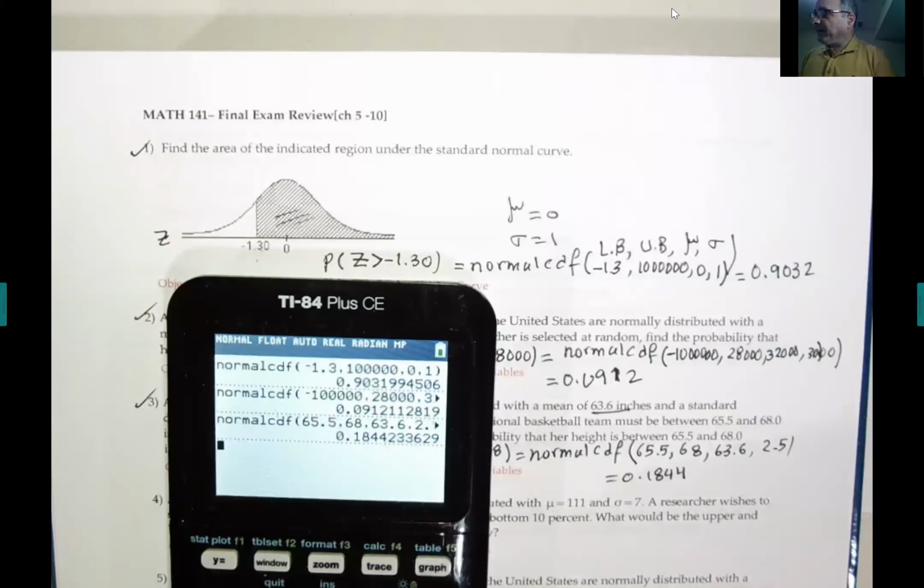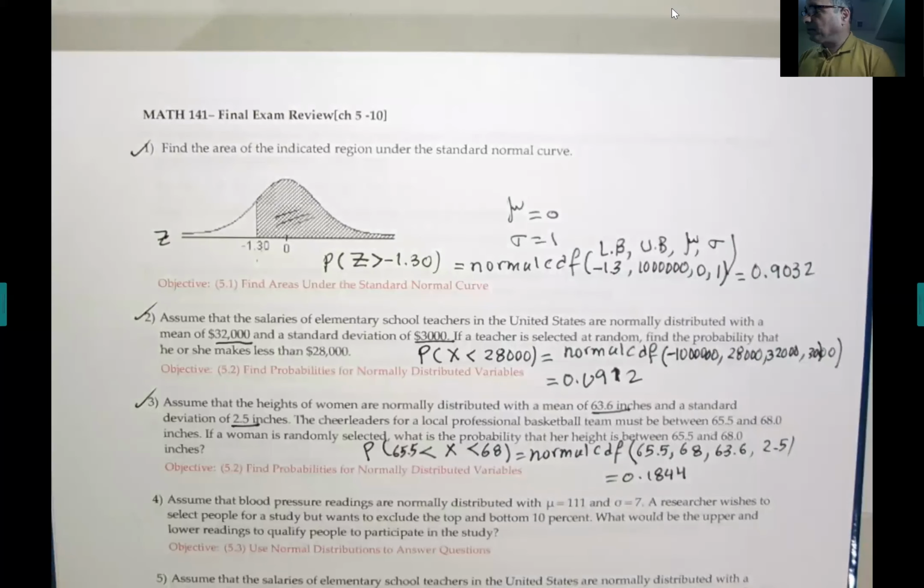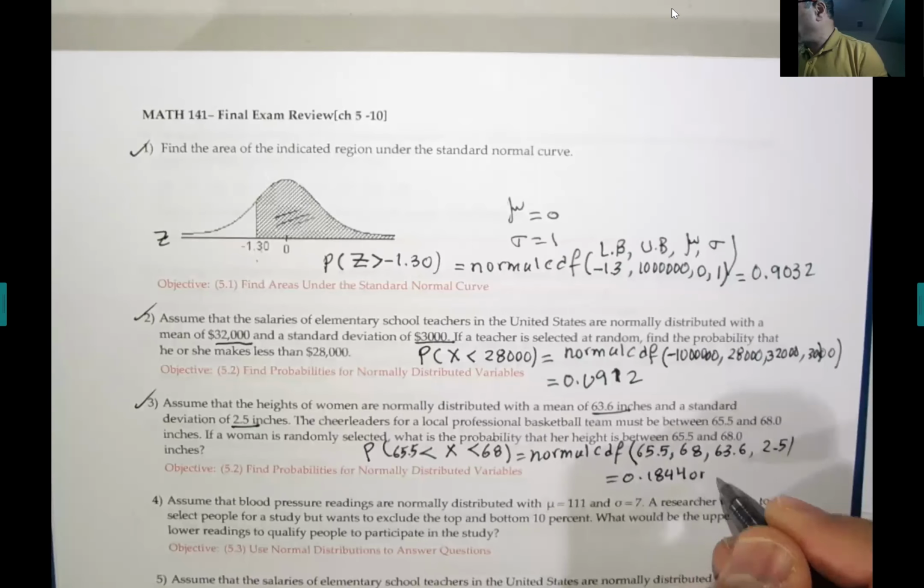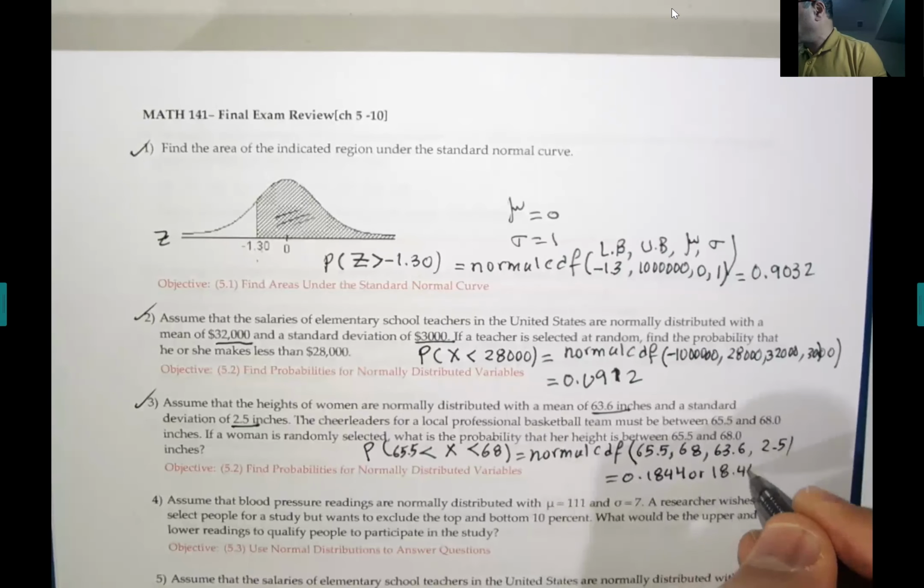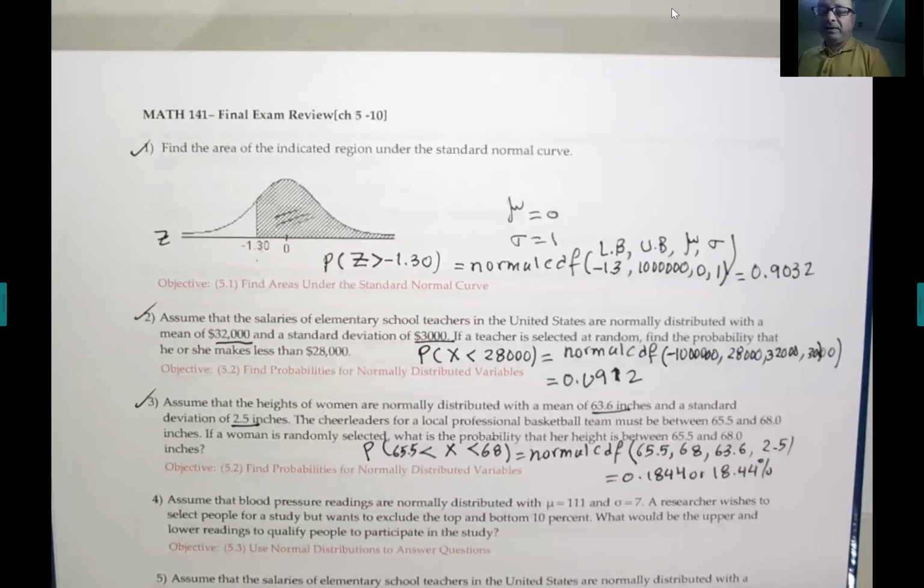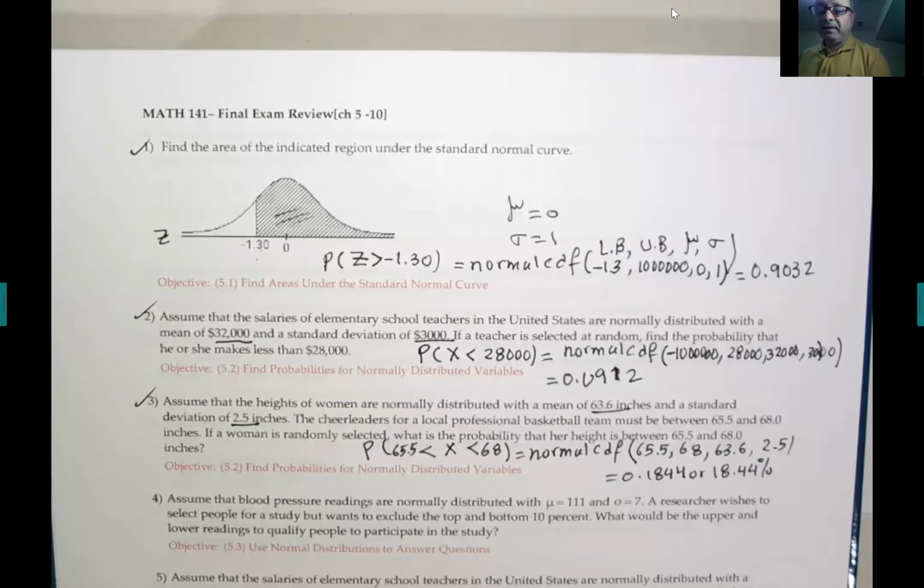If the computer asks you while taking the test to change this to a percent, or it says what percent is between 65.5, 68, change it to a percent. So multiply by 100, it will be 18.44%. You guys have to be very careful in providing the answer as you are asked. If you're asked to round to 3 decimal places, you must round to 3 decimal places. Otherwise, the system will mark it wrong.